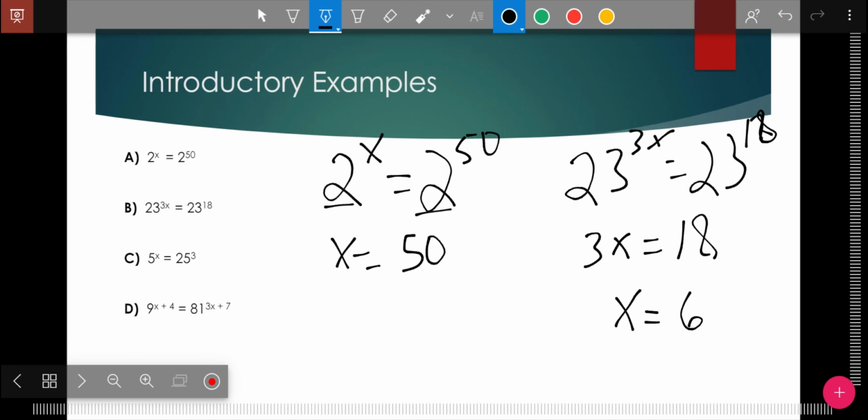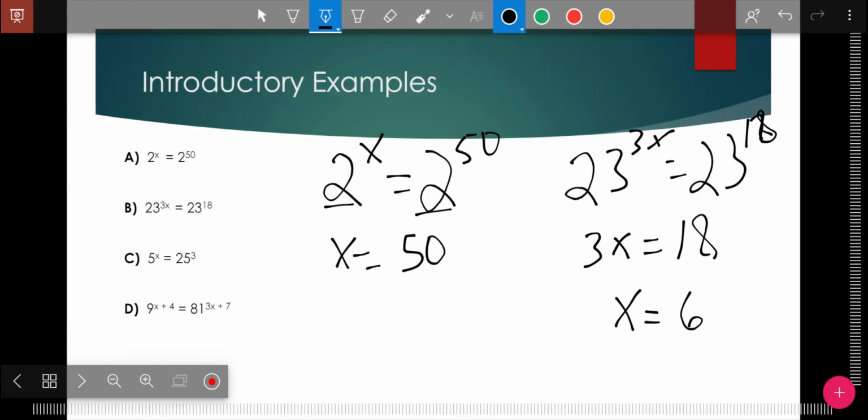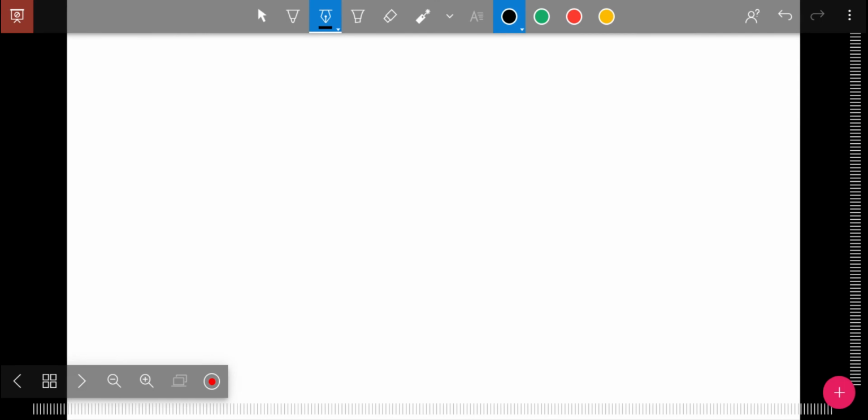I want to insert a page here to keep going. And so our next example was 5 to the power of x equals 25 to the power of 3. So let's write that out. 5 to the power of x equals 25 to the power of 3.